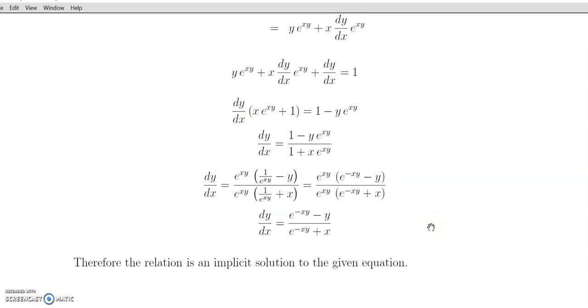Now we cancel e^(xy), so we get the derivative of y with respect to x equals (e^(-xy) - y) over (e^(-xy) + x). Now this is exactly the equation in the form that was given. So we conclude that the relation is an implicit solution to the given equation.